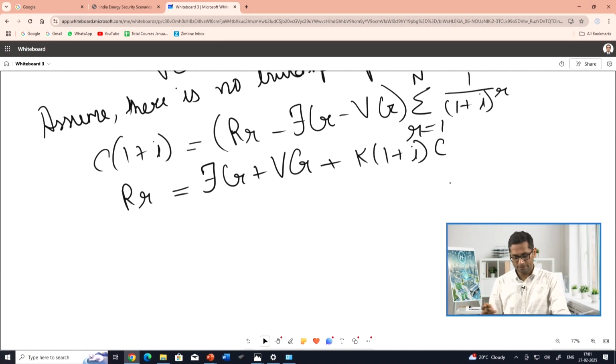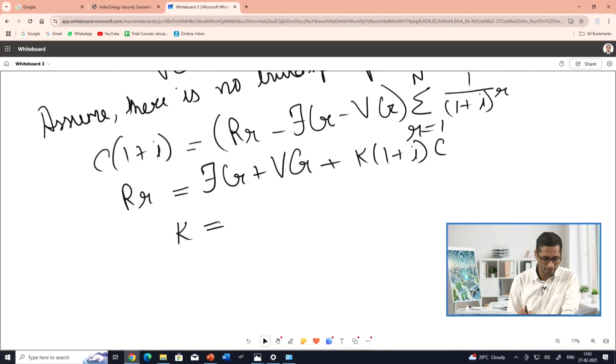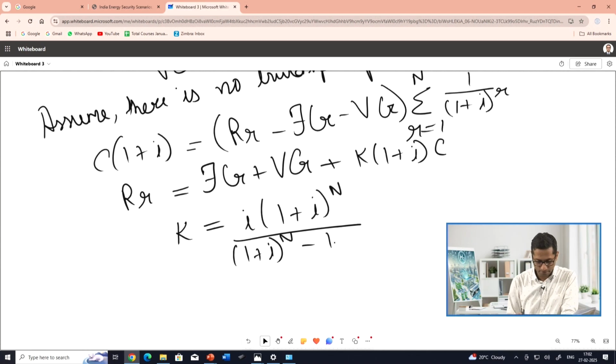So k is basically representing the summation of all the discount rates over the years. So basically that's the sum of a geometric progression. I believe you all understand what a geometric progression is and how to calculate this sum. So this k would have a value of i (1 + i)^n divided by (1 + i)^n minus 1.